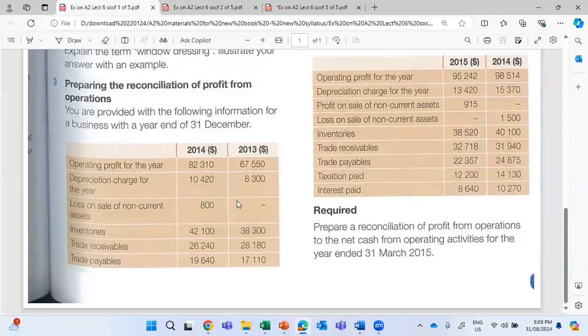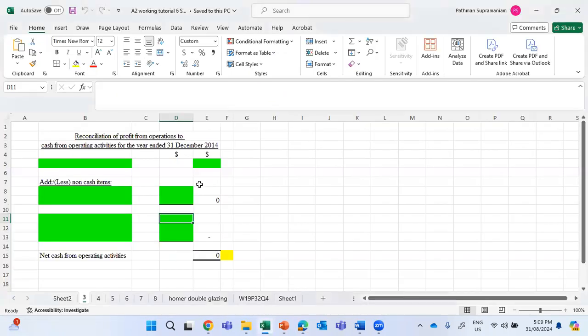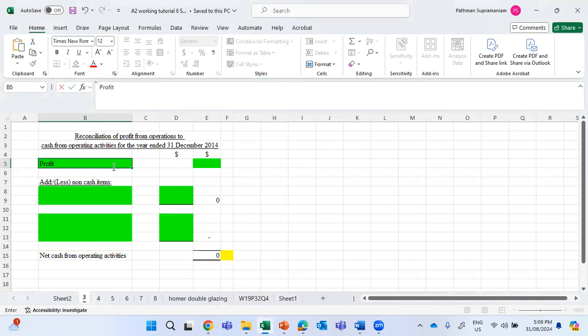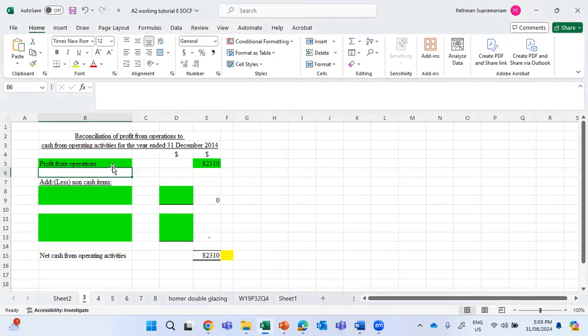As always, we need to start with profit from operation. Our current year is 2014, not 2013. So the profit from operations is 82,310. Then I need to remove the non-cash item. If it's a non-cash expense, I will need to add. If it's a non-cash income, I will need to deduct.